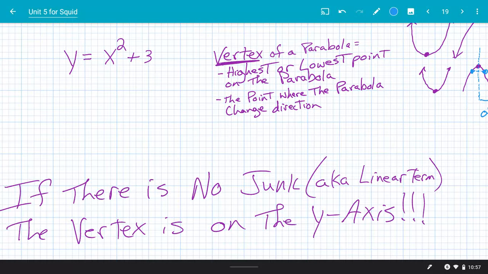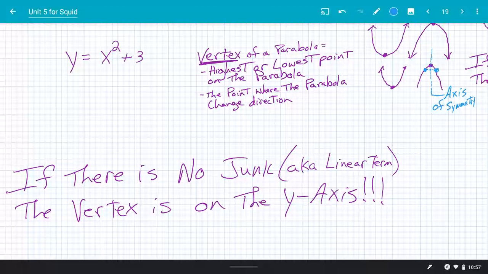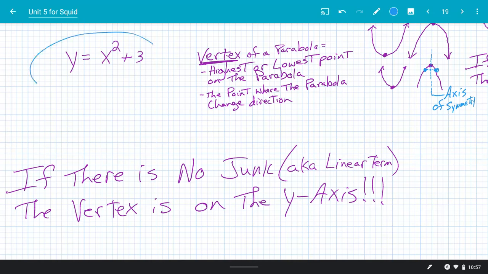And then we want to make sure that we realize that if there's no junk, or no linear term, the vertex is going to be on the y-axis. What you're going to find is these are very, very easy to graph if there's no junk. For example, this one right here, notice that it has no junk. No linear term. Therefore, we would graph it, and its y-intercept of 3 would also be its vertex. All right? Let's do a few.